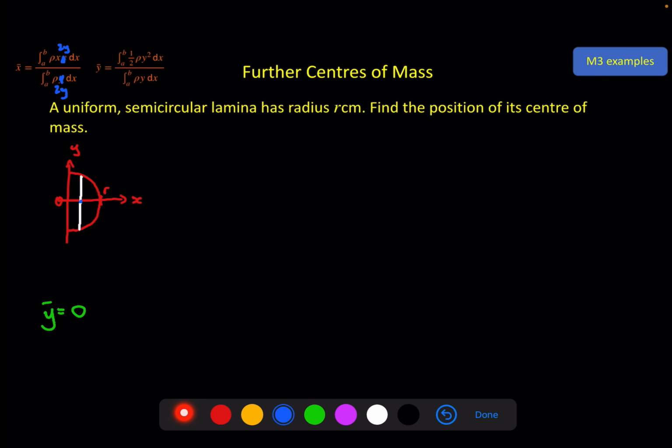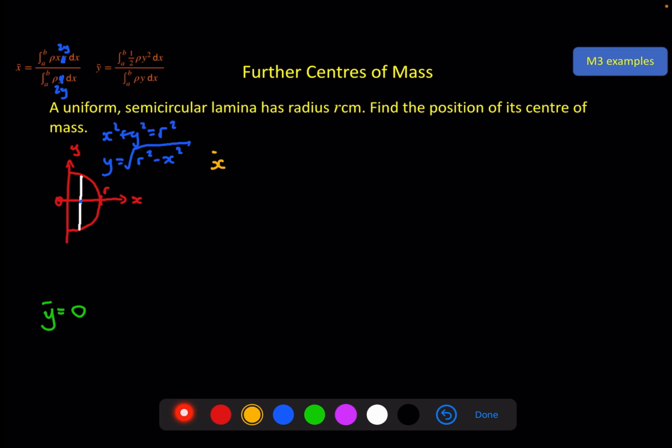Another reason this example is a little awkward is because of the function we have to use. We know that for a circle, x squared plus y squared equals r squared, so to get y in terms of x, we've got r squared minus x squared square rooted, which is not the nicest thing in the world to integrate. We'll come back to that in a second.